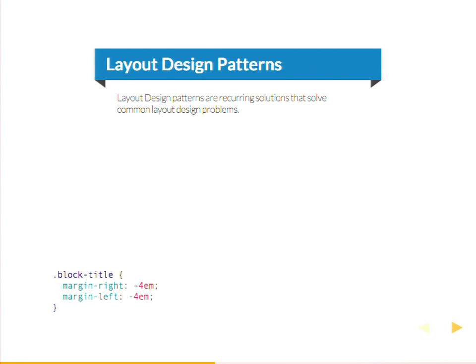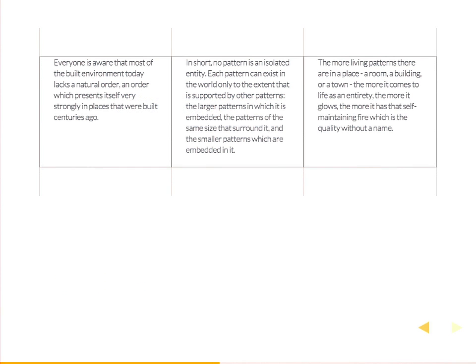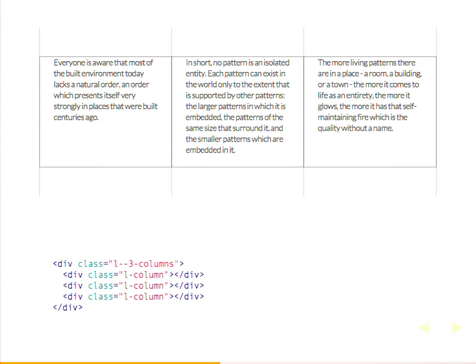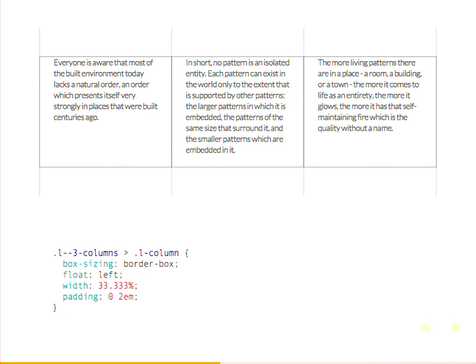So that works for creating some fancy block titles. Another place that pattern can be applied is, say we have three columns, and each one of those is just defined by setting the width to 33.33%, floating them left, and then adding padding to each one.